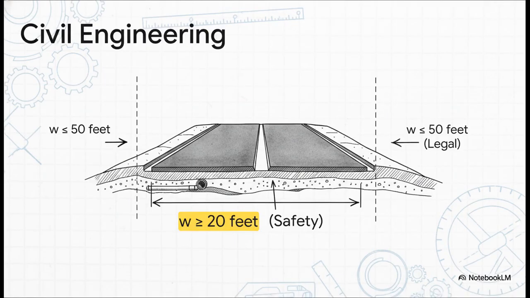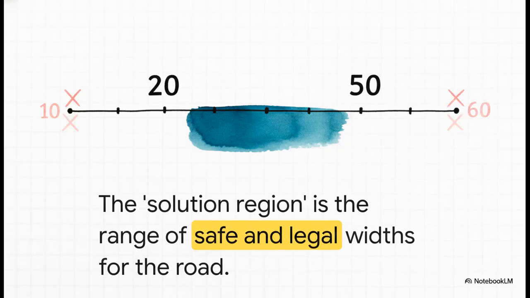Just think about civil engineering. An engineer designing a road is juggling a couple of big constraints. For safety reasons, the road's width, we'll call it W, has to be at least 20 feet wide, but for legal reasons, it can't be more than 50 feet wide. Both of those rules have to be true. And in that situation, the solution region isn't a shaded area on a graph, it's the actual range of possible widths. The road can be 20 feet wide, or 30, or 50, but it can't be 10 feet wide and it can't be 60. That range, from 20 to 50, is the set of all the safe and legal designs.